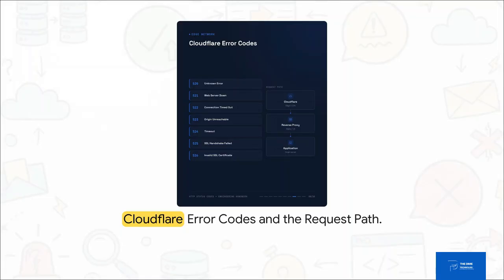Now, in modern infrastructure, we're almost always adding edge networks into the mix. If you follow the request path from, say, Cloudflare to your reverse proxy down to your application, Cloudflare actually uses specific custom codes from 520 to 526 to tell you exactly where the connection broke. A 521 tells you the web server is down completely. A 525 tells you the SSL handshake failed specifically between Cloudflare and your server. These codes provide absolutely vital geographic clues along your network path.